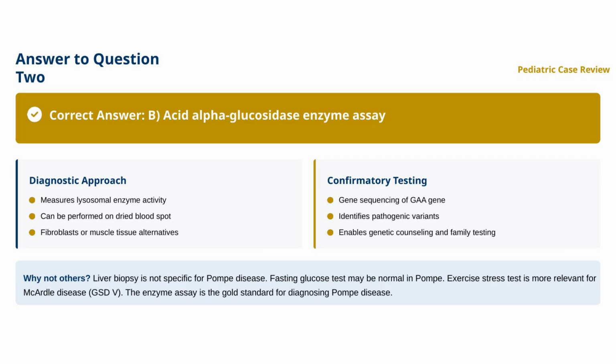Gene sequencing of the GAA gene provides confirmatory diagnosis. Liver biopsy is not specific for Pompe disease. Fasting glucose test may be normal in Pompe disease. Exercise stress test is more relevant for McArdle disease. The enzyme assay remains the gold standard for diagnosing Pompe disease, especially important given the availability of enzyme replacement therapy.